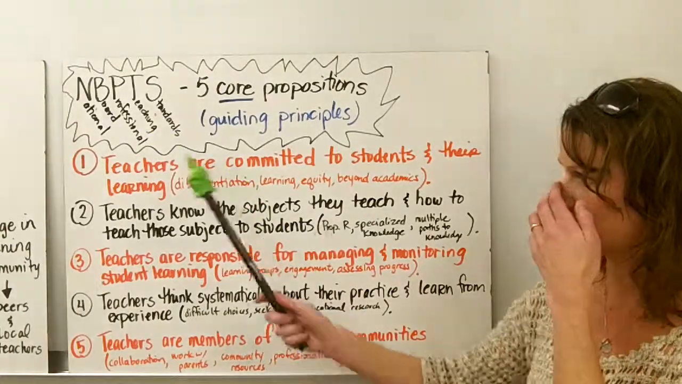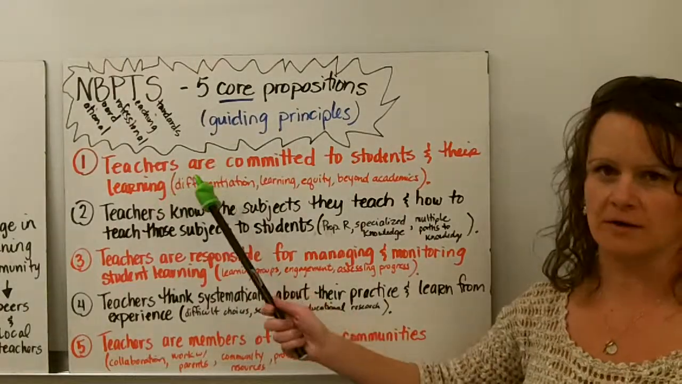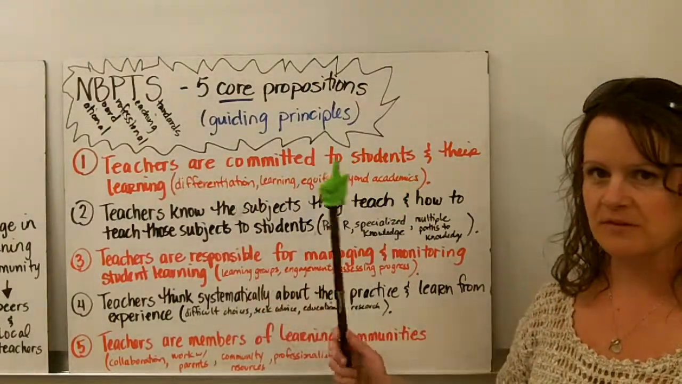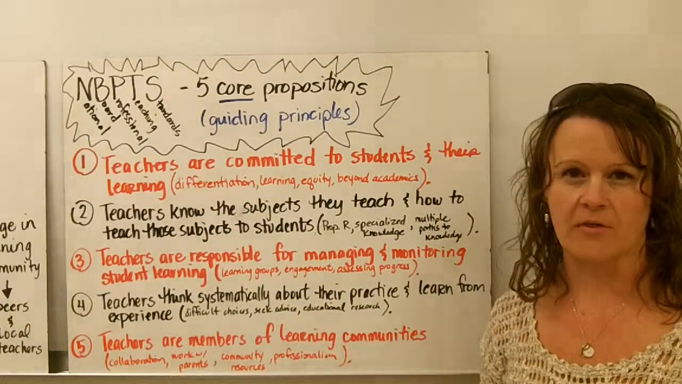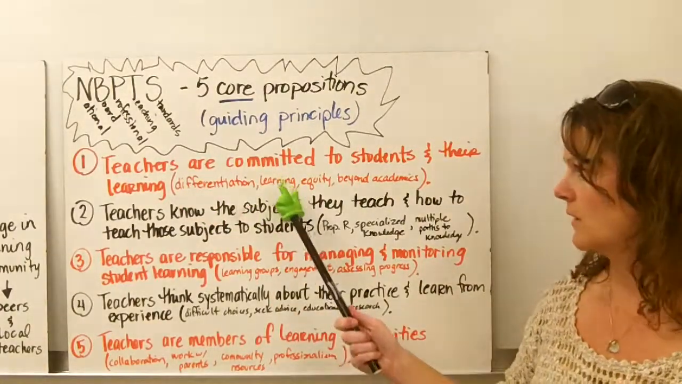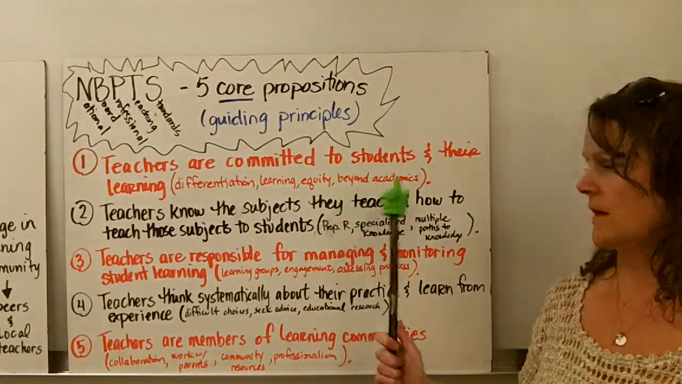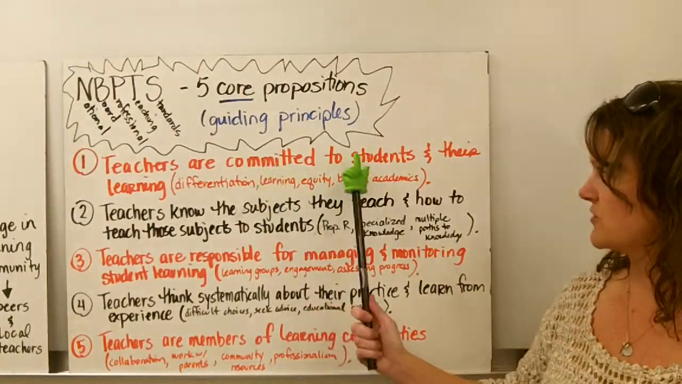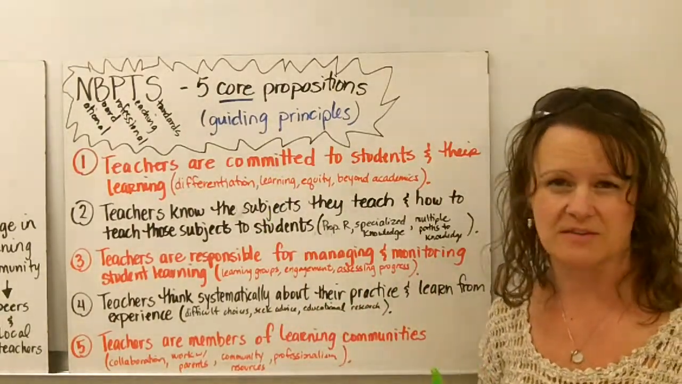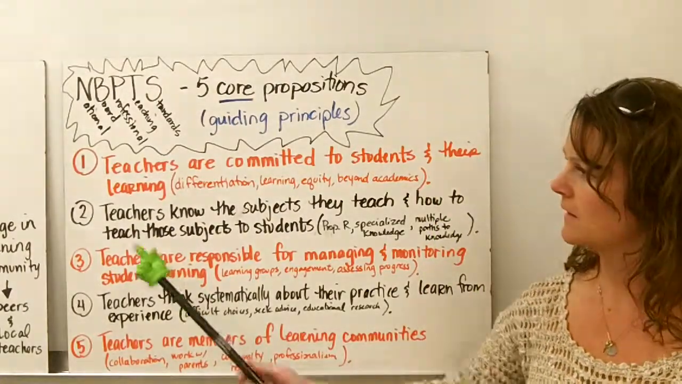So for example, proposition number 1 is that teachers are committed to students and their learning. Underneath that proposition, we're going to talk in our class about differentiation and how that looks in the middle school environment. We'll talk about learning. We'll talk about equity. And we'll talk about things that are beyond academics, the piece about teachers being committed to the whole student, not just the academic student.